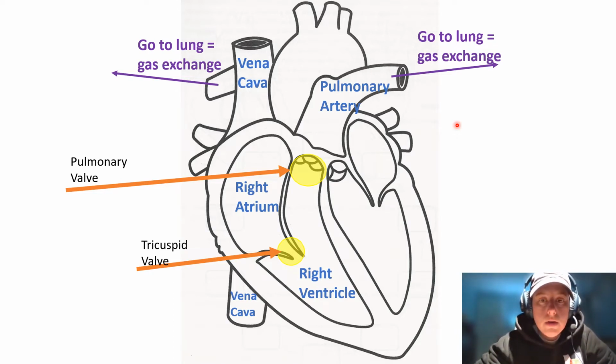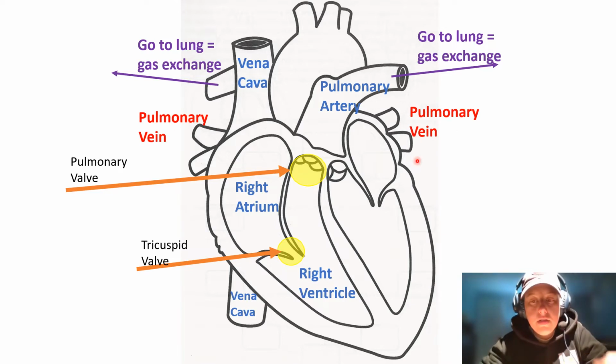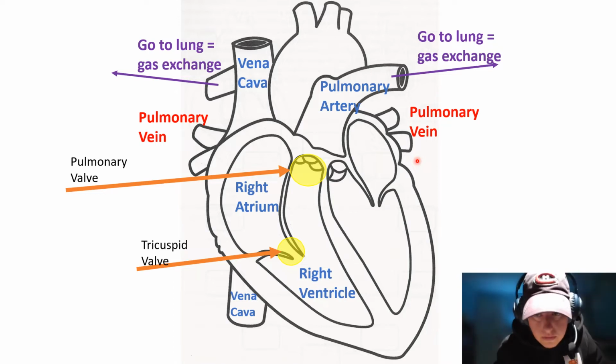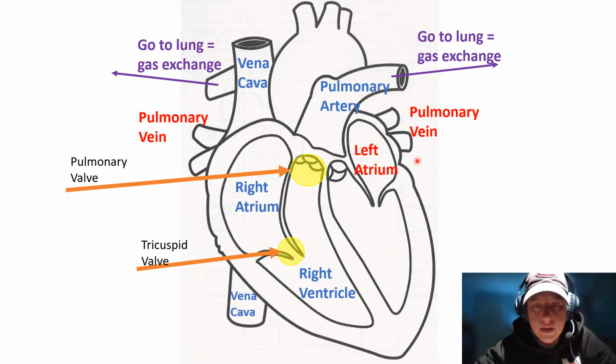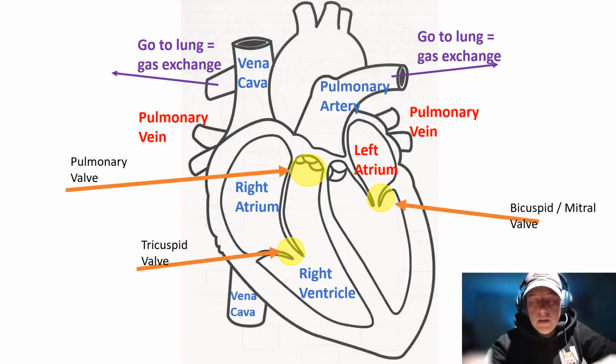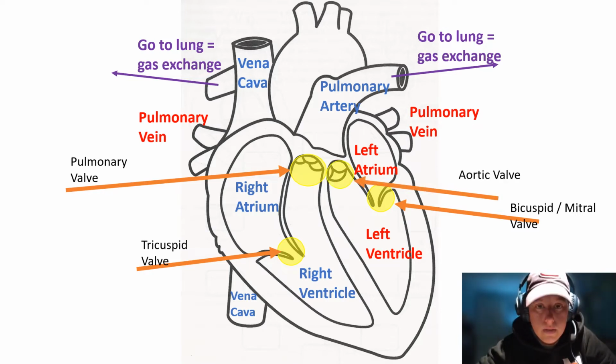Then the blood returns to the heart via the pulmonary vein. So again, we have two pulmonary veins, one on the left, one on the right, because you have, again, lungs on the left and the right. They pool into the left atrium. Once you have enough blood pooling into the left atrium, the bicuspid valve opens and it enters the left ventricle. And then the heart contracts, producing necessary force for the blood to leave the left ventricle through the aortic valve and into the aorta.